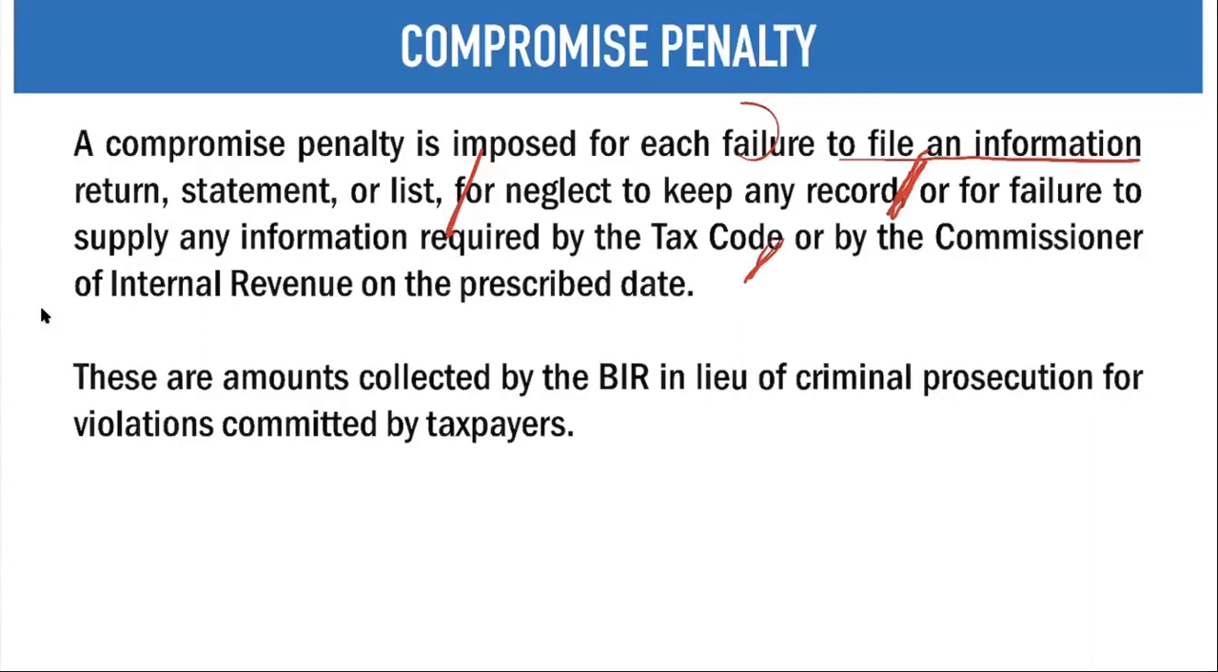So there are three instances wherein we have compromise penalty: failure to file an information, return, statement or lease, neglect to keep any record, or failure to supply any information required by the tax code. Actually, these are amounts collected by the BIR in lieu of criminal prosecution for violations committed by the taxpayers. And what are those violations? Those three. Because under the law, if you violate this one, you can be subjected to a criminal prosecution. So instead of that, you will be subject to a compromise penalty instead. Okay? Additions to tax: if we assess as part of the power of the CIR, aside from the basic tax, we have your interest, which is 12%, your surcharges, and your compromise penalty.